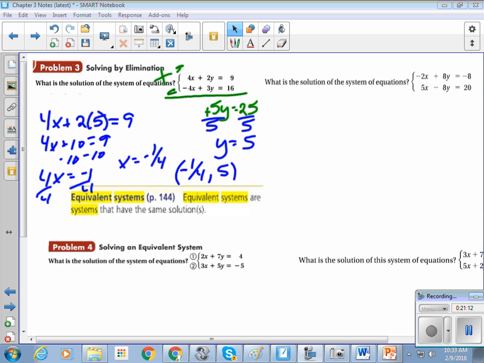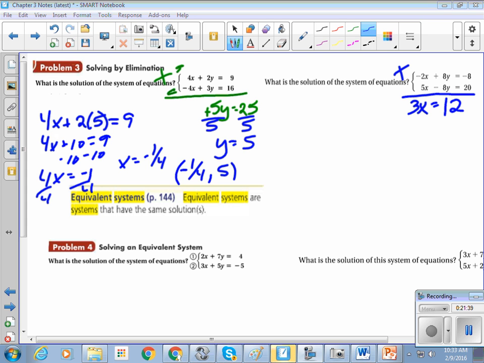All right, second situation here. We are going to go ahead and add these doggone equations right to each other. Negative 2x plus 5x gives me 3x's. 8y minus 8y is 0y's. Negative 8 plus 20 is 12. I divide both sides by 3. I get x equals 4.